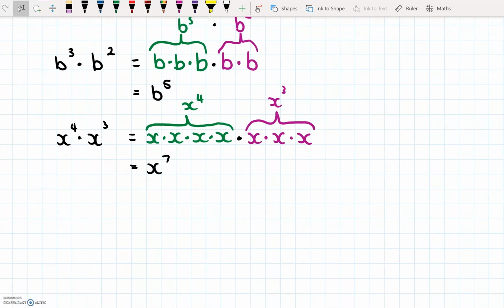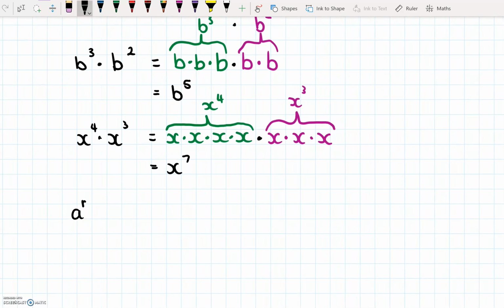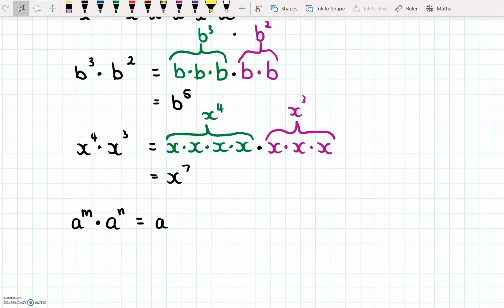So if we have a to the power of m times a to the power of n, to work this out in a shorter way, we just do a to the power of, and what you can see up here with these two examples is 3 plus 2 gives us 5, and 4 plus 3 gives us 7. So it's a to the power of m plus n. Okay, and this is our rule. This is our first index law. Okay, so this is our rule for multiplication.